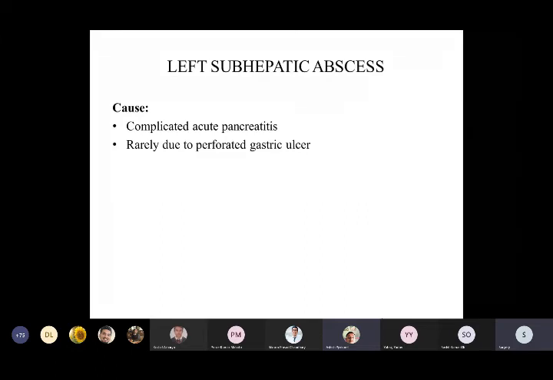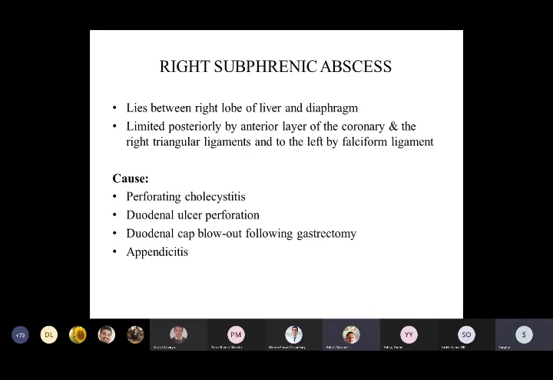Left subhepatic abscess is caused by complicated acute pancreatitis, rarely due to perforation of a gastric ulcer. Right subphrenic abscess lies between the right lobe of the liver and the diaphragm, limited posteriorly by the anterior layer of the coronary and the right triangular ligament, and to the left by the falciform ligament.